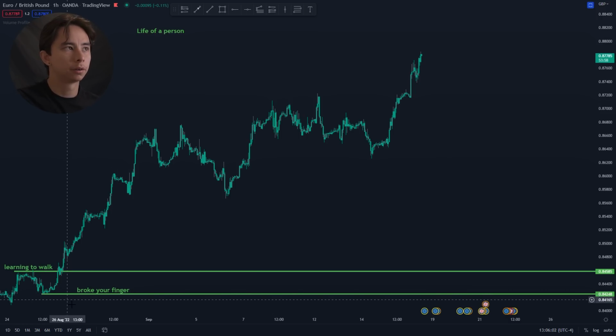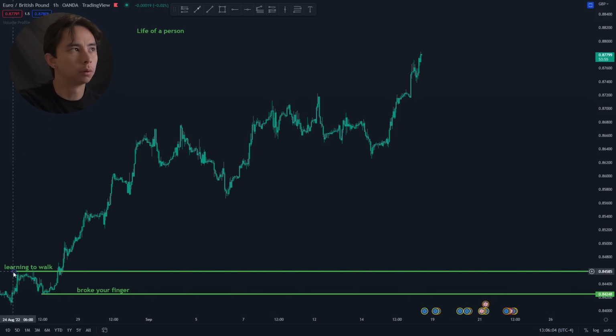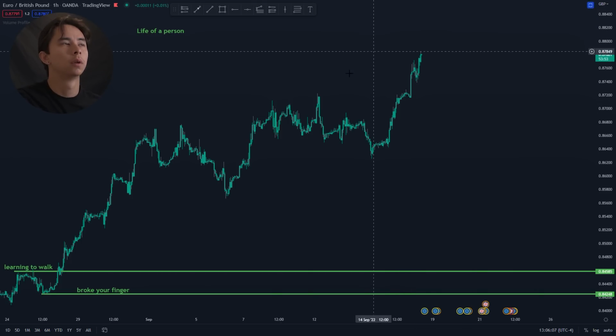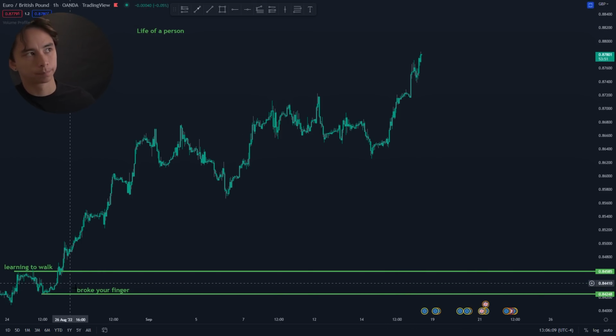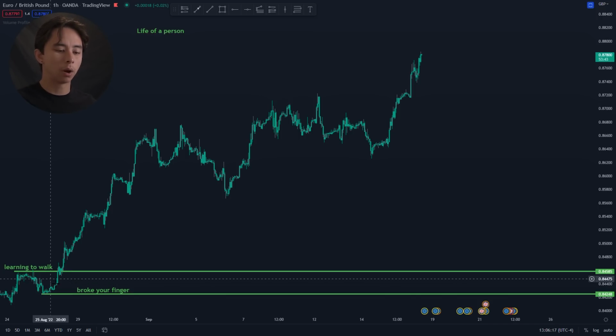So what's important to understand now is how momentum works when you have these two, an extreme high and an extreme low. Your extreme high would be learning to walk and your extreme low would be breaking your finger. It's important to pay attention to these very extreme moments in your life or in the chart, and pay attention to how you overcome them, or do you go lower than them. So that's what we need to pay attention to.